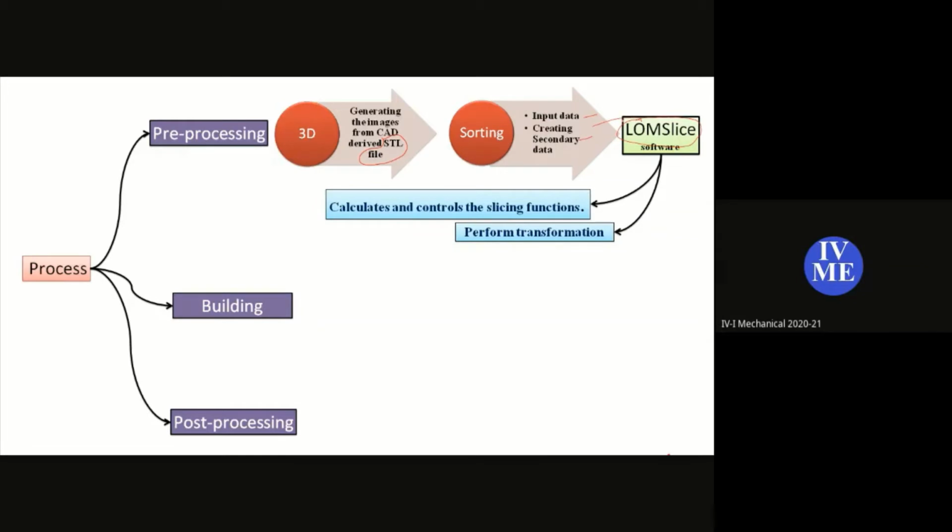In this LOM slice software, it calculates and controls the slicing function. This software slices the entire 3D CAD data file into n number of slices according to the exact height of the 3D data. It measures the exact height of the 3D data, and then slices it into horizontal planes. That is the main advantage of this software.